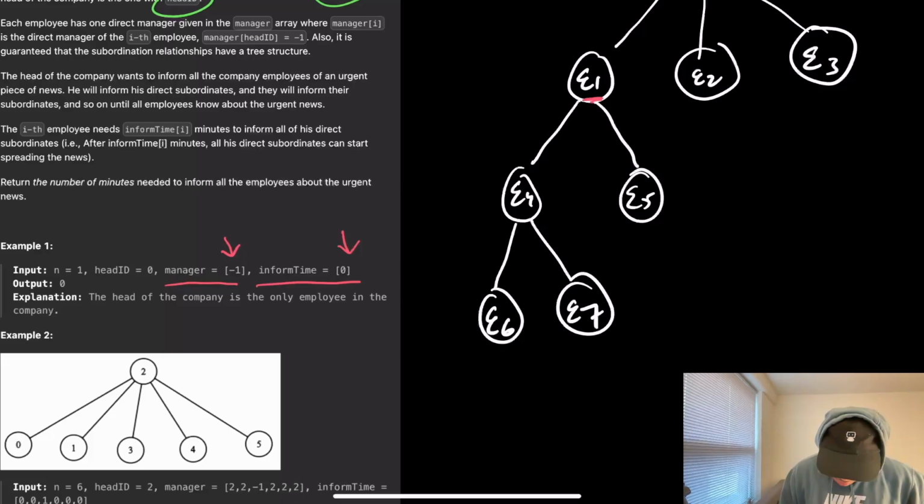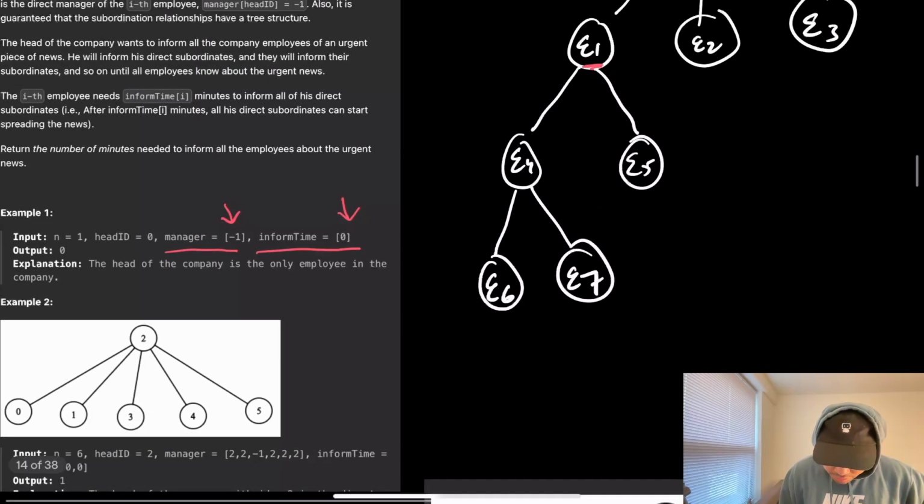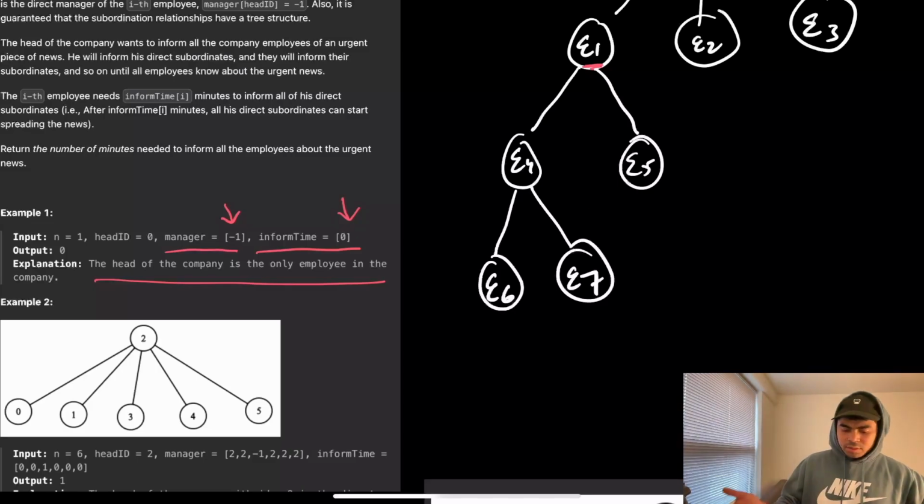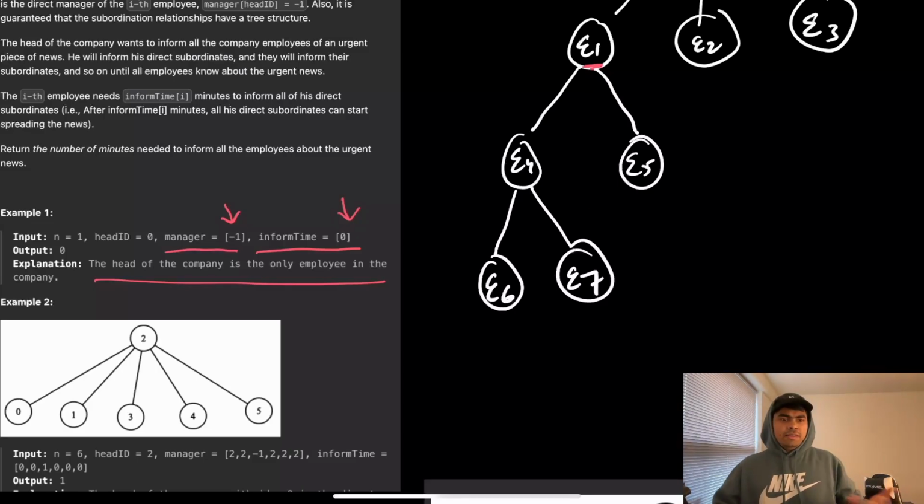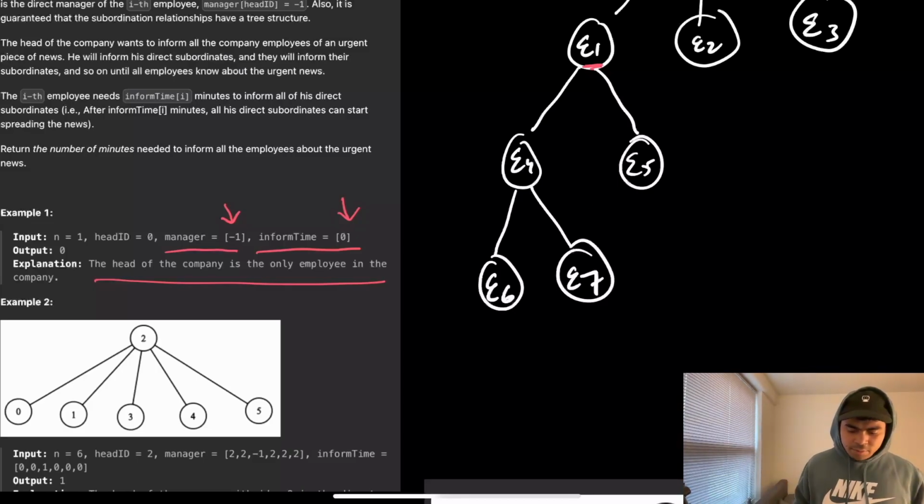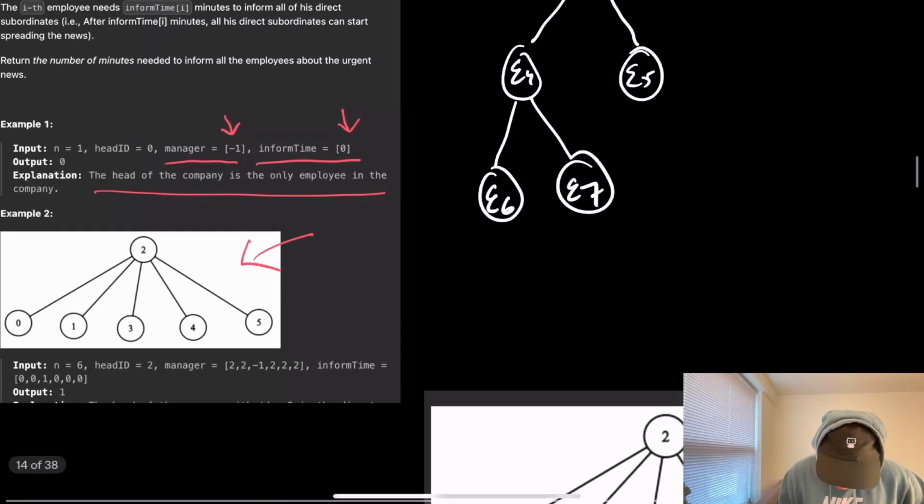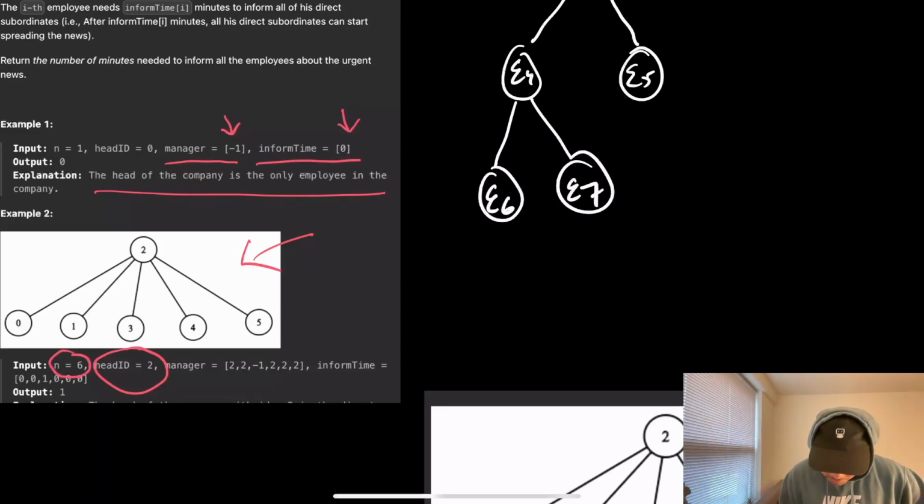Okay, so the first example is really simple. They basically have just one person and they take 0 time to inform themselves, so they don't have to inform anybody under them. But the second example is quite important. The head of the company is number 2, index 2, and there are 6 employees in the company. The manager array is given and the inform time array is also given.